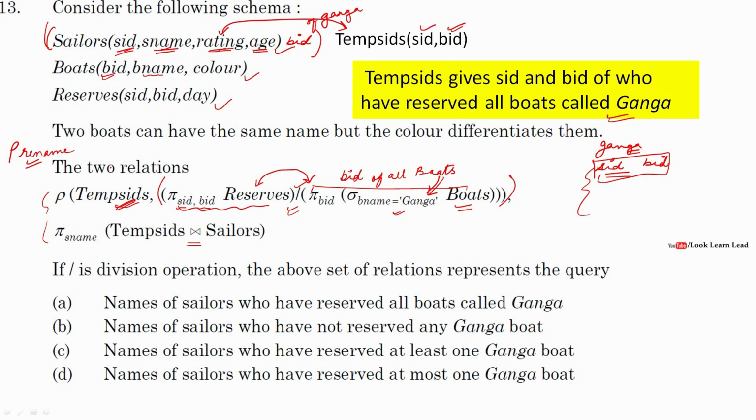Now we are just projecting the SName. So we are projecting the names of the sailors who have reserved all boats called Ganga. It is here, so A would be our answer.